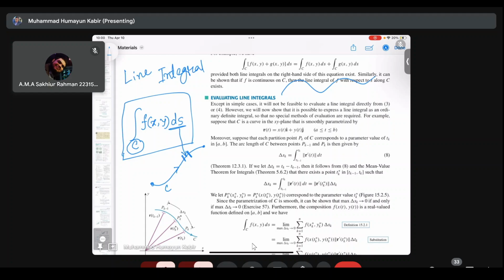Now, at a glance, can you observe any difficulty in finding the value of this line integral? Even though you have all the information, can you observe any difficulty in finding the value of this integral? Sir, the function is in x and y, but we are using ds, right?